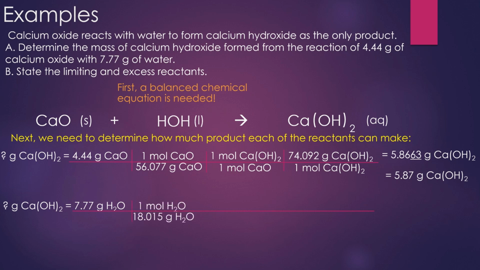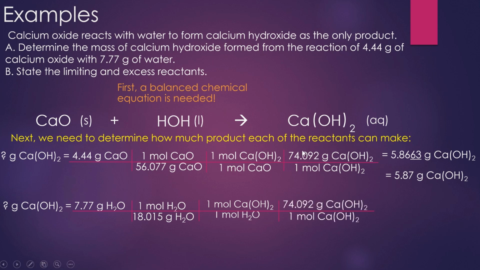Again, the first step, convert from grams of water into moles of water. Now that we have moles of water, convert to moles of calcium hydroxide. We'll use our balanced chemical equation, 1-to-1 ratio there. Finally, moles of calcium hydroxide to grams of calcium hydroxide. Crunch our numbers with significant digits. We're going to get 32 grams of calcium hydroxide will be made from 7.77 grams of water.